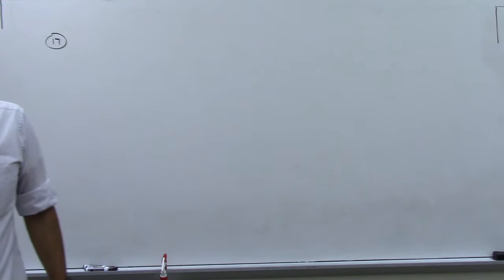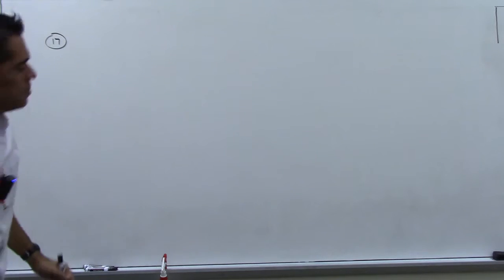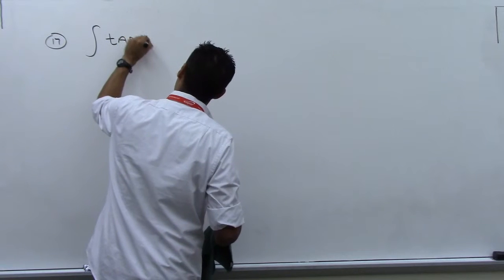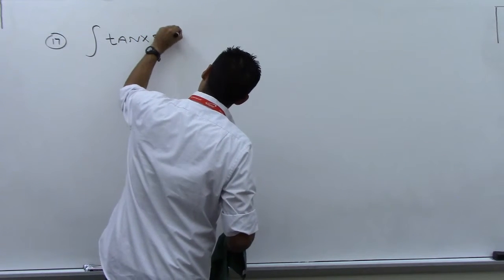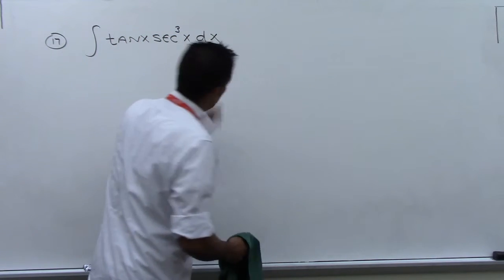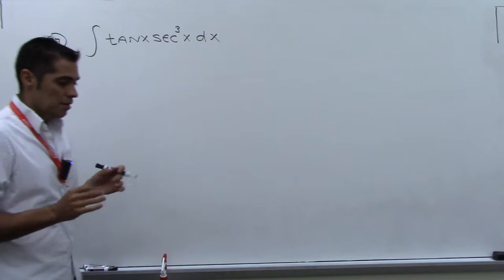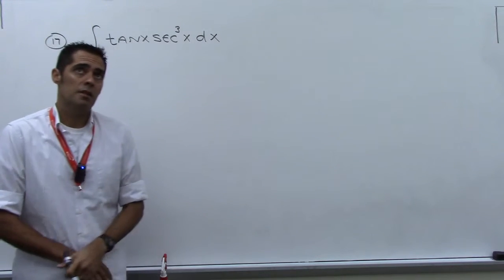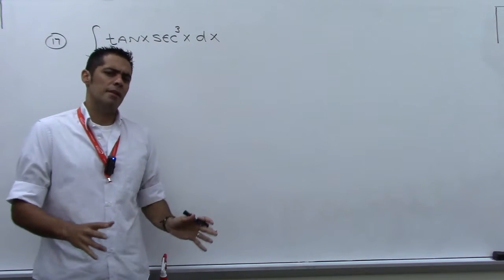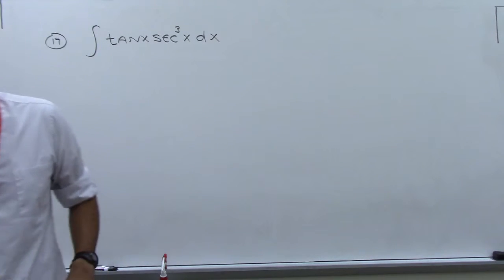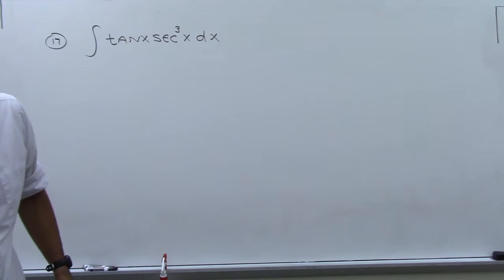All right, tangent x, secant cubed x dx. Now, this is where we're moving into a different sort of strategy, because if we have sines and cosines, we'll do certain things. But if we see secants and tangents, we do something else. So in your notes, I believe I gave you something on the strategy for this.